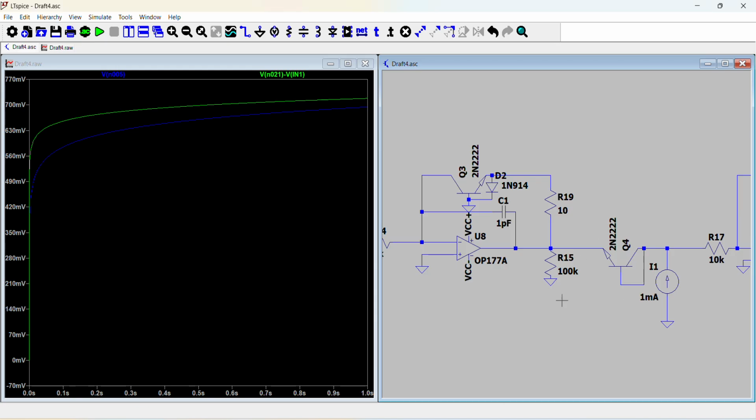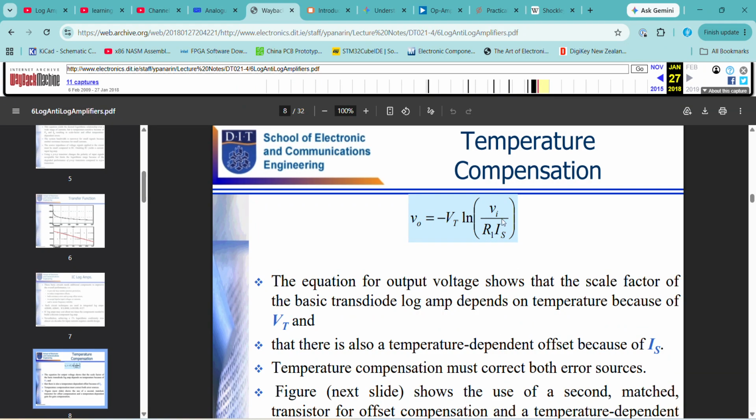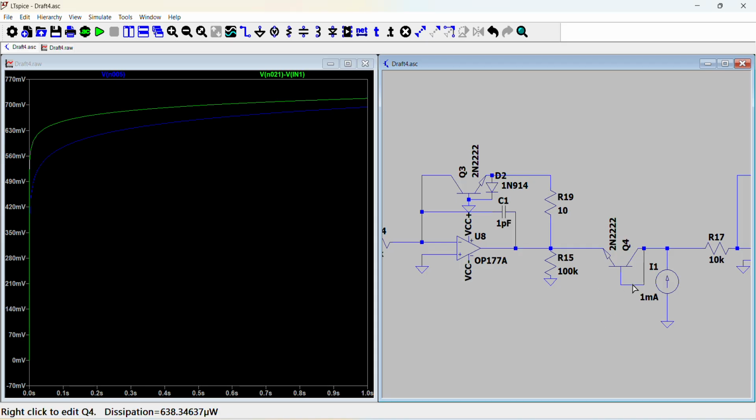So that's what this circuit is doing. It's essentially putting an identical transistor in series with the original output, putting a constant current through. Then you can adjust the constant current, figure out the equations and derive what it should be, such that it subtracts the ln of Is out of that equation to adjust for temperature.